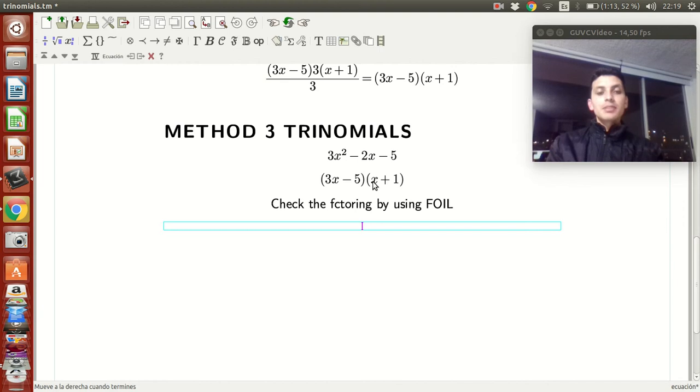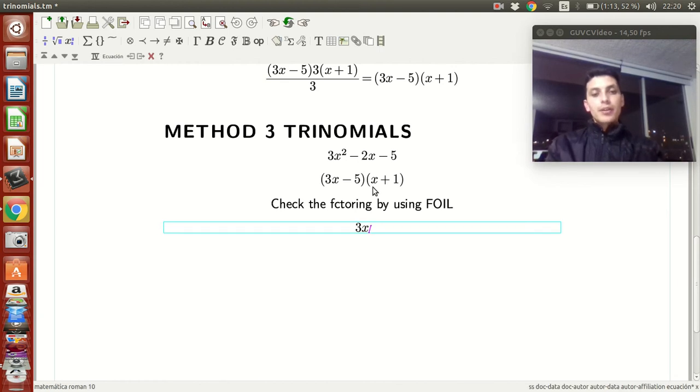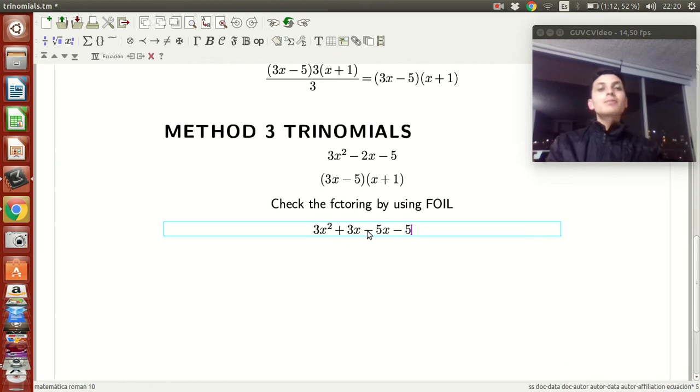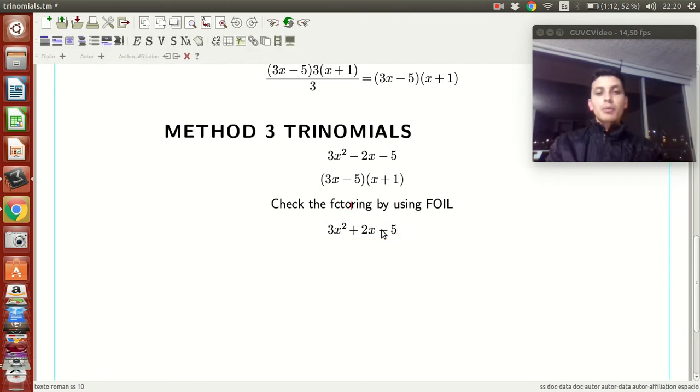Multiply 3x times x, 3x squared. 3x times 1 is 3x. -5 times x is -5x. -5 times 1 is -5. And 3x minus 5x is -2x. So it means that it is the polynomial. So the factoring of this polynomial is 3x minus 5 times x plus 1.